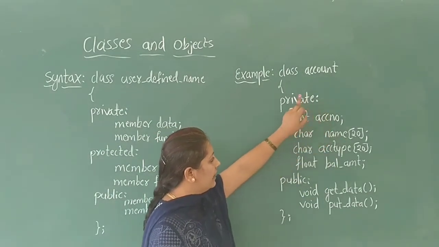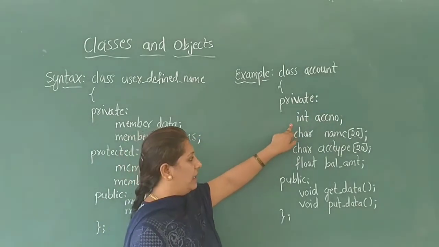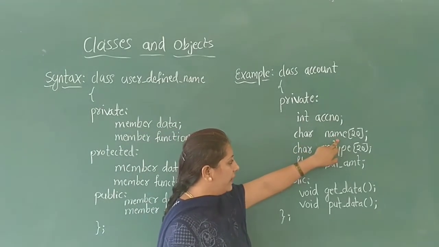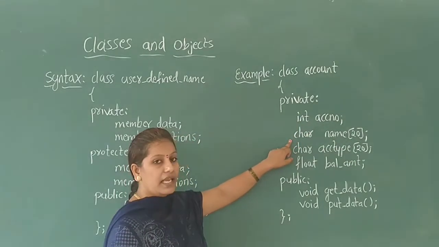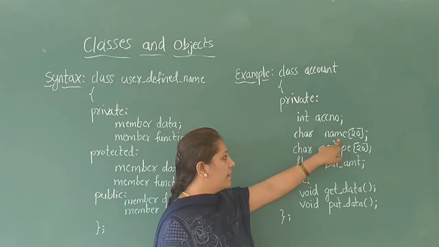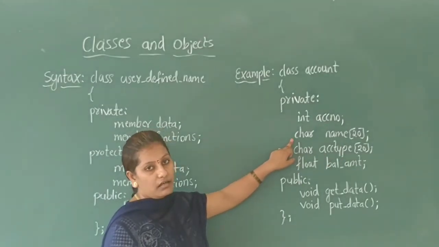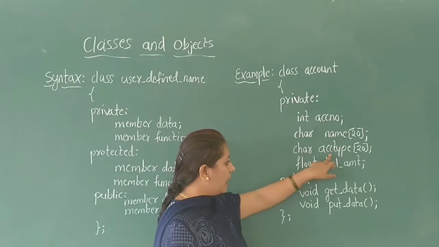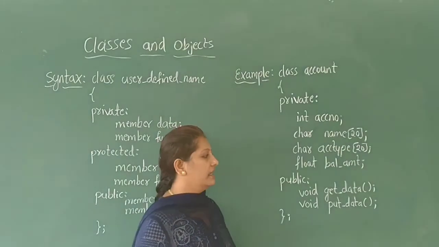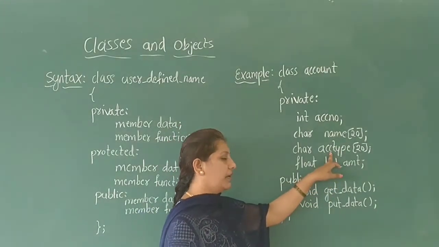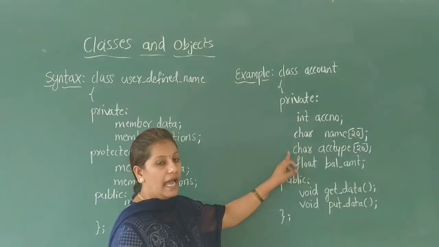Account number is declared with the data type integer, which means it is going to hold an integer value. Then account name of size 20 characters is declared with the data type character because its value is in the form of a string or characters. Account type represents which type of account is created. It may be a saving account or current account, and it is declared with the data type character.